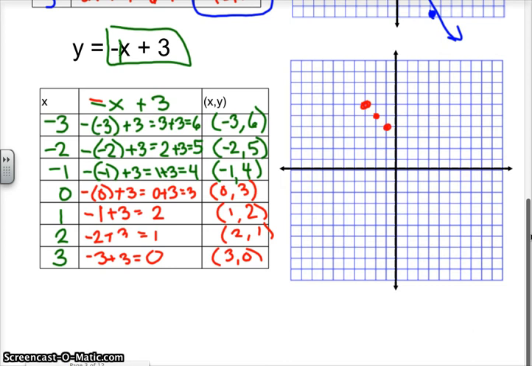0, 3, I don't go anywhere and then I just go up 3. 1, 2, to the right 1, up 2. 2, 1, to the right 2, up 1. 3, 0, to the right 3, up 0. Make your line through the points. Make sure you extend past and you include the arrows.